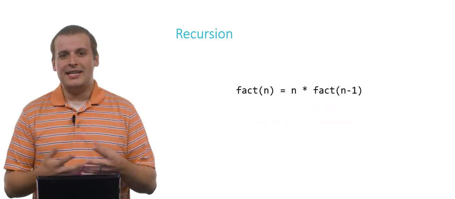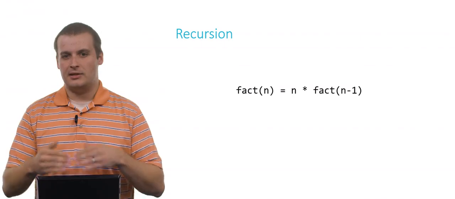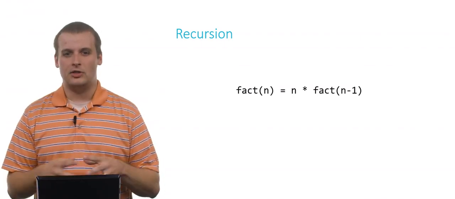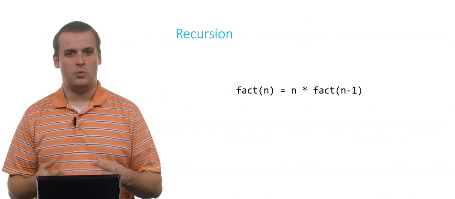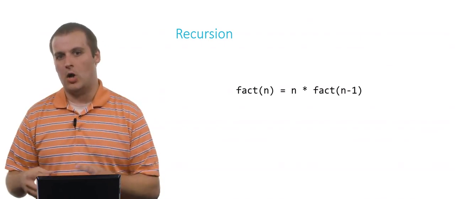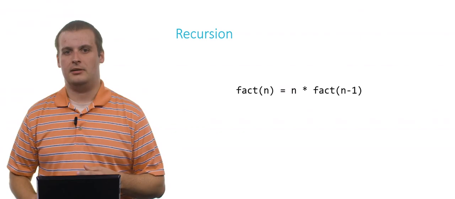In fact, if we carry this out forever, we can generalize the factorial problem as n times the factorial of n minus 1. It's n times the product of all of the numbers less than me. This generalization of the problem allows us to recursively define the factorial function.